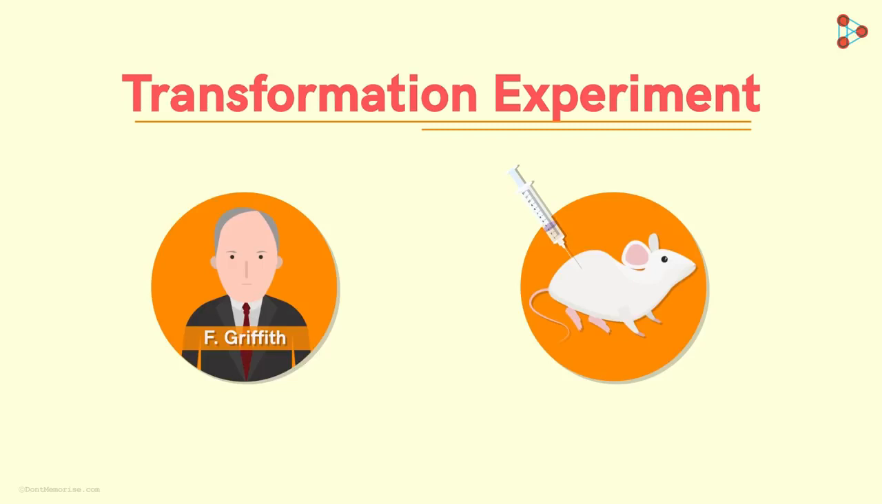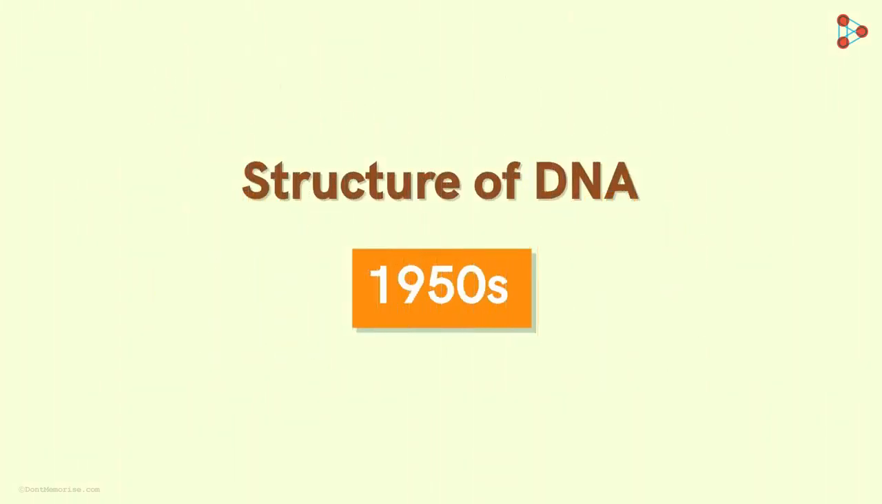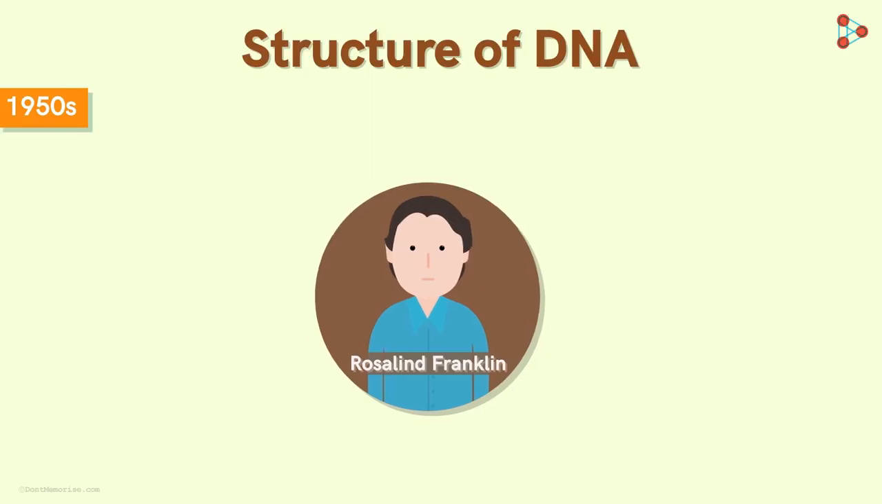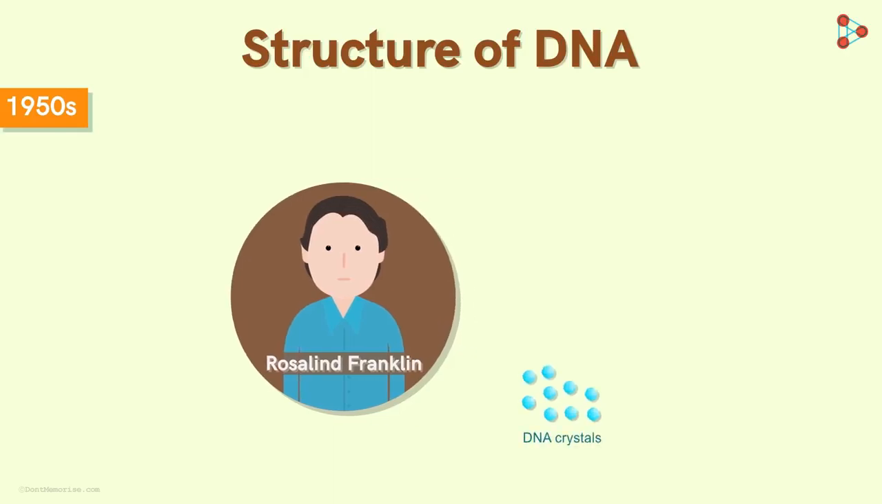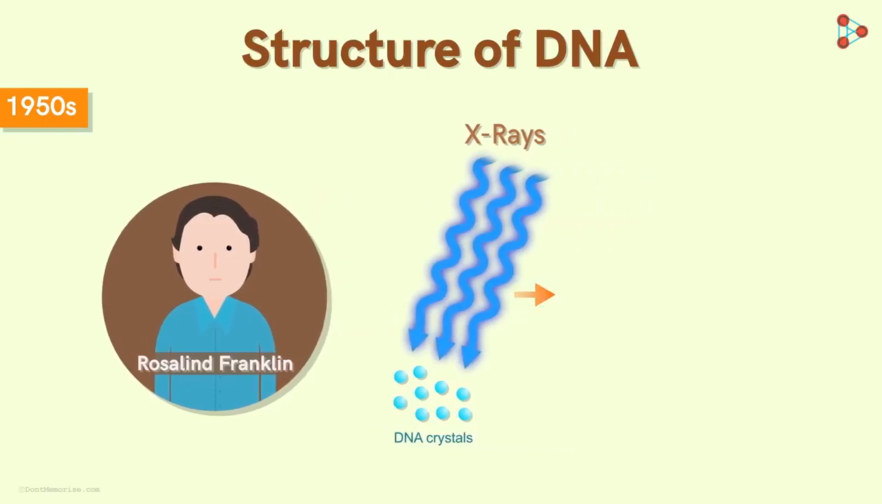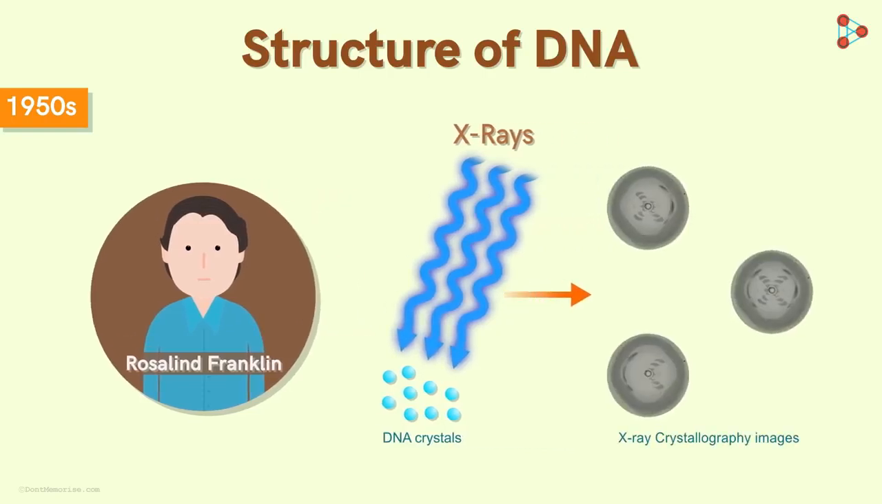So around the early years of the 1950s, an English chemist named Rosalind Franklin started working on DNA molecules. She isolated the DNA crystals and shone X-rays on them. As a result, she obtained fine images of the structure of the DNA molecules. According to sources, the best one looked somewhat like this.